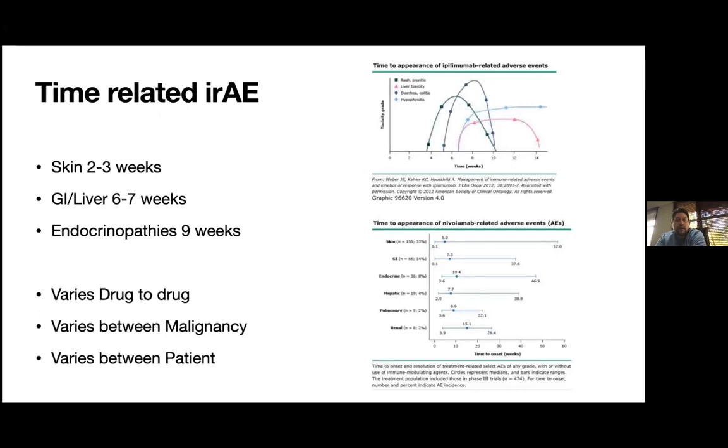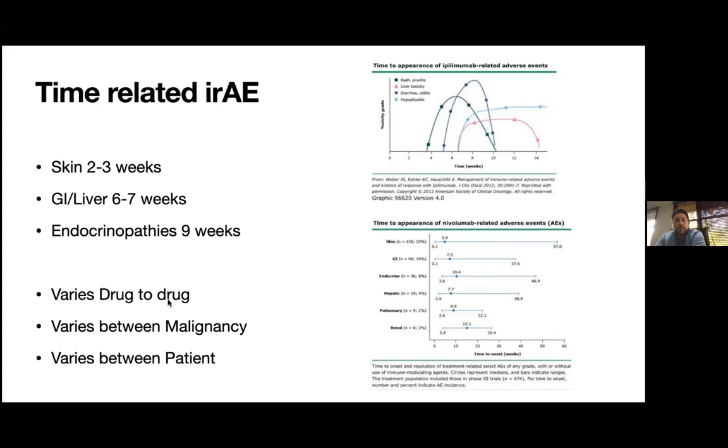The side effects are generally somewhat time-related, with the earliest being your skin effects, which can occur anything from 2 to 3 weeks, followed by your GI and hepatic side effects at between 6 to 7 weeks from initiation, and finally your endocrinopathies, which can occur from 9 weeks, and then it somewhat persists. The endocrinopathy specifically can occur even once you've completed a course of therapy, and this should be taken into cognizance.